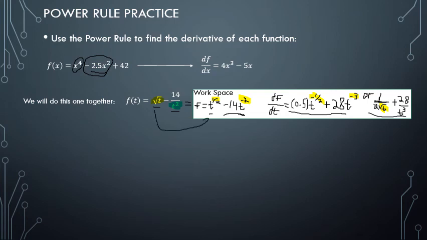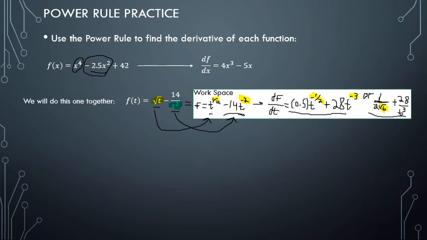We turned this into that. We turned this into that. And now we can do the power rule. And the power rule is still the same. You take the exponent and move it in front and multiply, and then you subtract 1 from the exponent. That's all we did here to take the derivative.